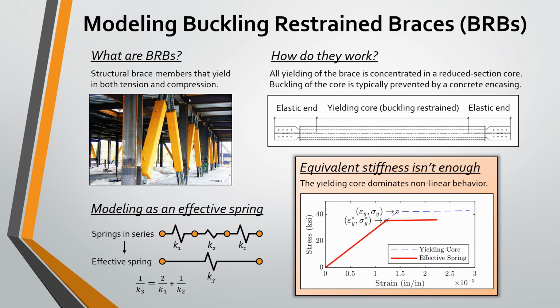Therefore, when modeling BRBs as effective prismatic braces, the material properties of the yielding core cannot be directly applied, and the effective brace response values are not equivalent to the responses in the yielding core. Instead, effective brace properties and response conversions that consider the non-prismatic geometry of the BRB should be used.